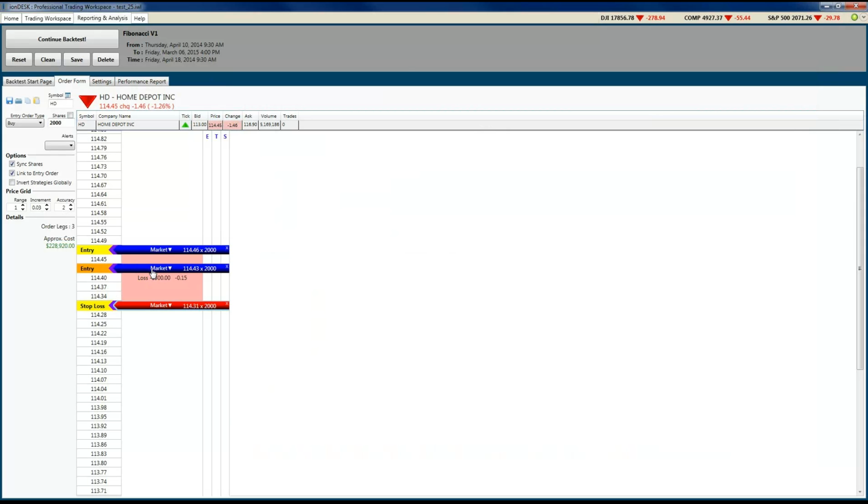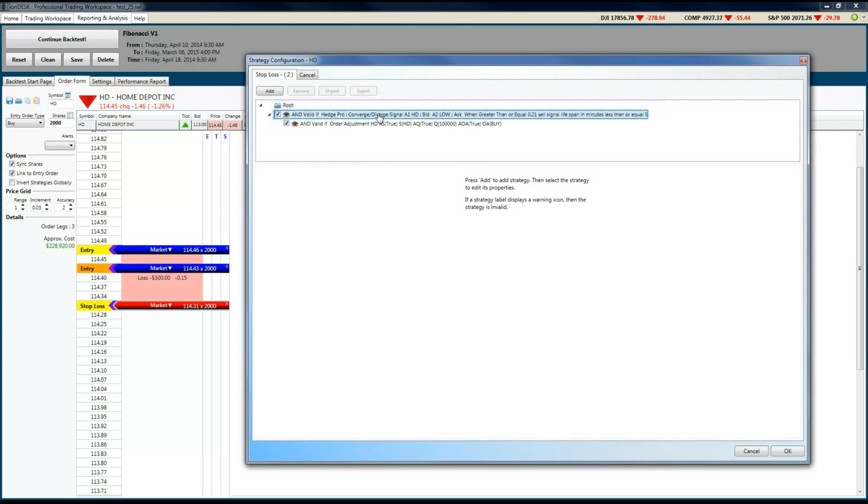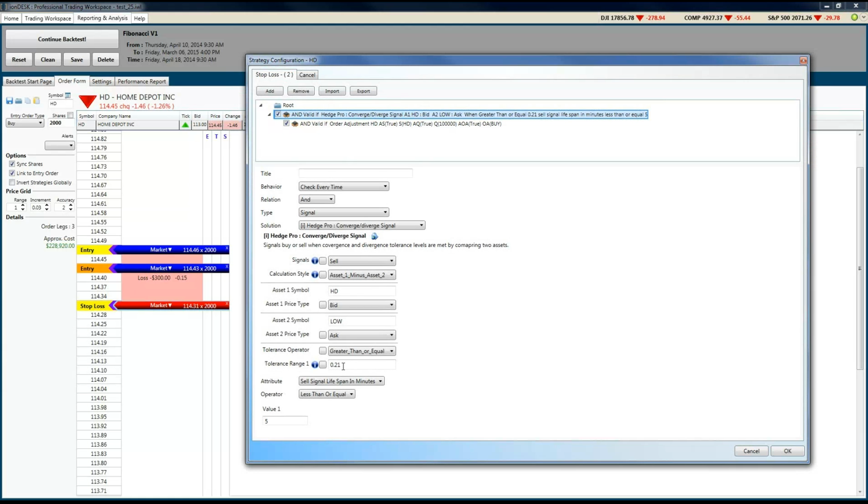No. Basically what we're looking at is we're just looking at our convergence and divergence amounts as our entry and our target. So here, when I set this exiting, I was basically setting that target. This is my target right here. Because what I'm saying is if the bid of Home Depot and the ask, if the difference between the bid and the ask of these two assets are greater than this, then that is my exit.